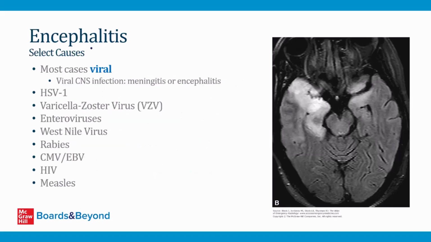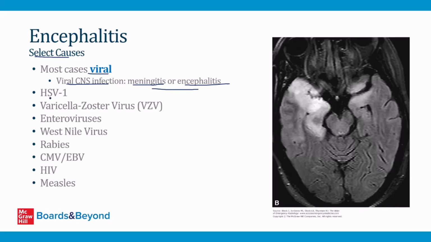Now, HSV1 is not the only pathogen that can cause encephalitis. I've listed some of the other potential pathogens on this slide. Most of them are very rare. One thing to be aware of is that most cases of encephalitis are viral. Viral infection of the central nervous system can cause meningitis or encephalitis or both. Bacterial infections much less commonly involve inflammation of brain tissue.